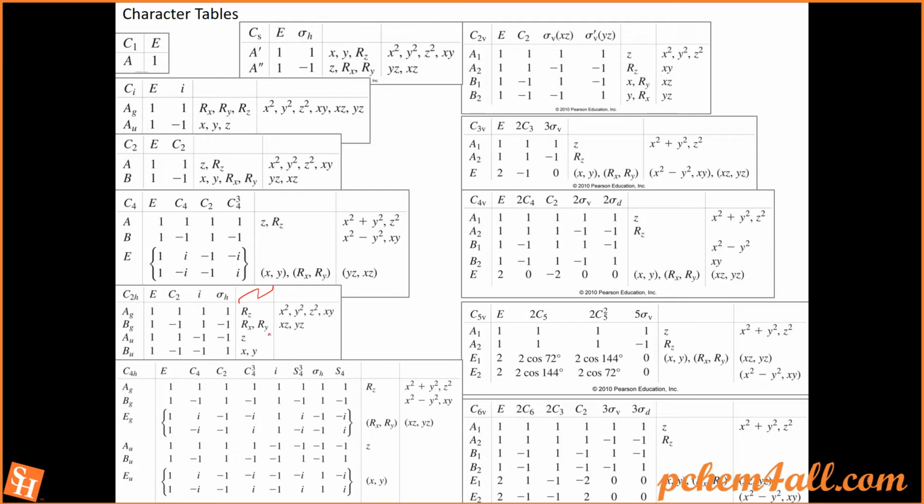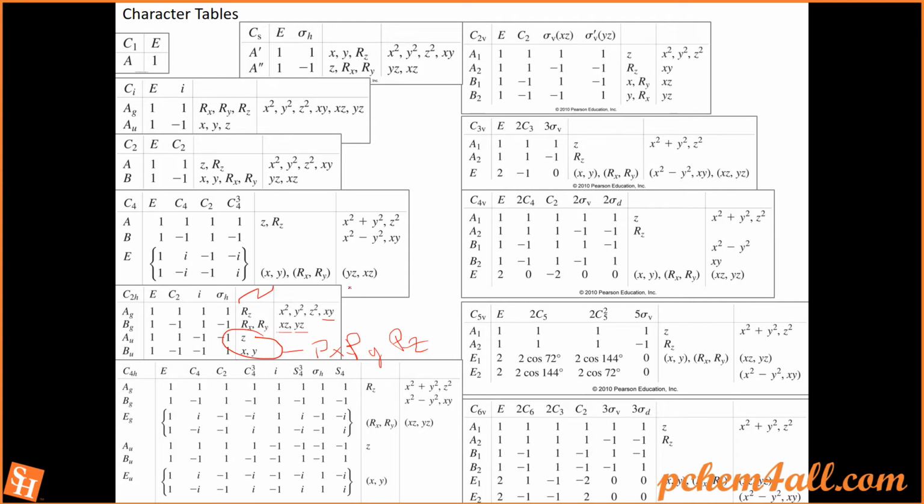the z, x, and y. That would be your p orbitals, px, py, and pz. So in a system of C2h, your pz orbital is going to have the symmetry of Au. Your px and py orbitals are going to have Bu symmetry. What about the d orbitals? You have the dxy orbital, and that would be Ag. You have the dxz and the dyz, and those two orbitals would be Bg.